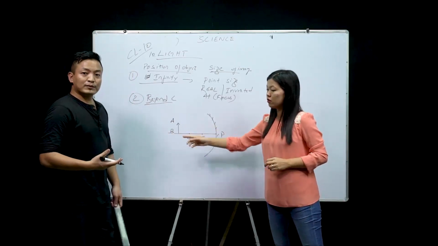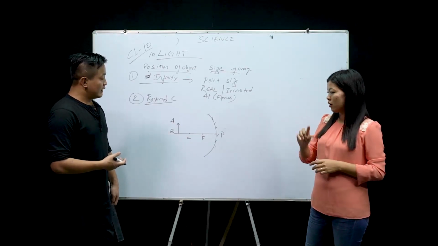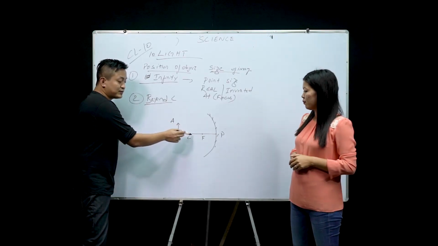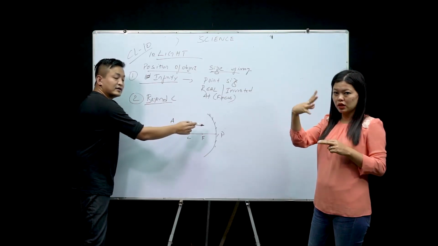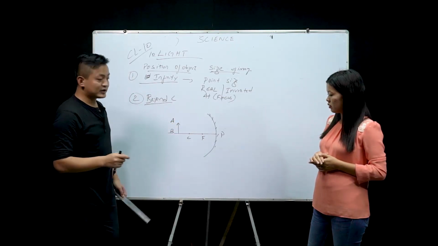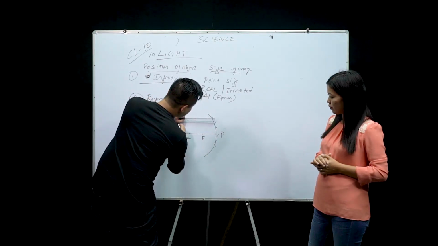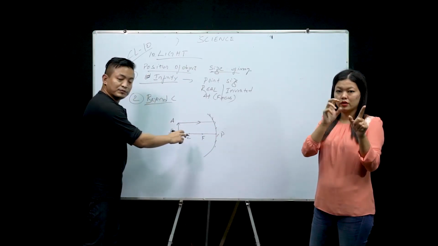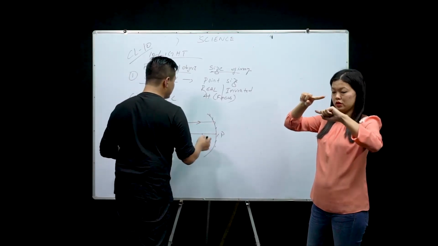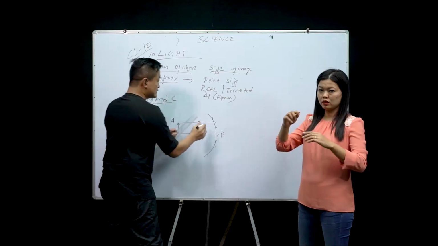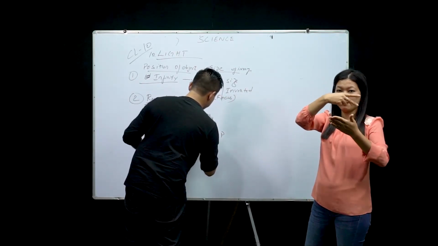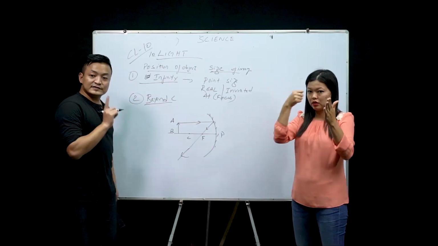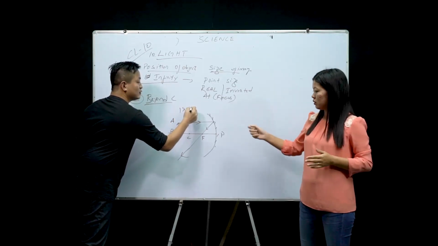Clear? So now we will apply the rules. Let's apply the first rule. If a ray of light that is parallel with the principal axis hits the mirror, then it will pass through the focus. That was the first rule, right? So let's say this is our ray of light, parallel with the principal axis. After hitting the mirror, it passes through focus. Clear? So this is one ray of light.